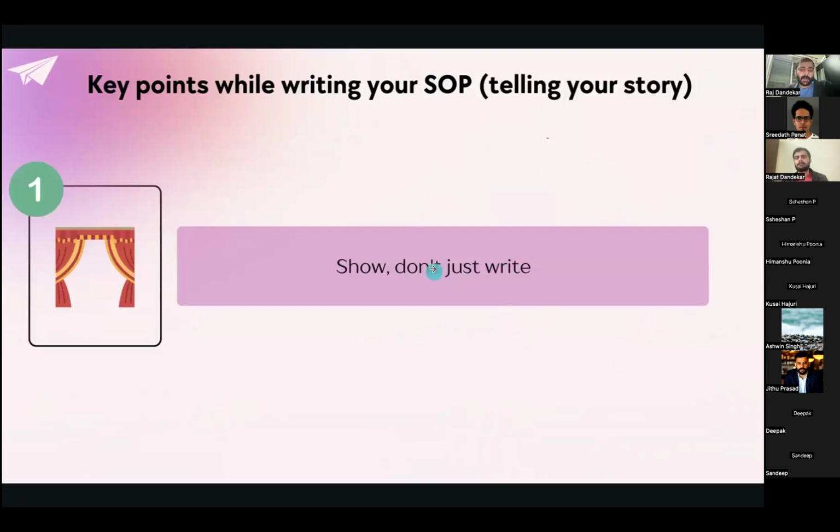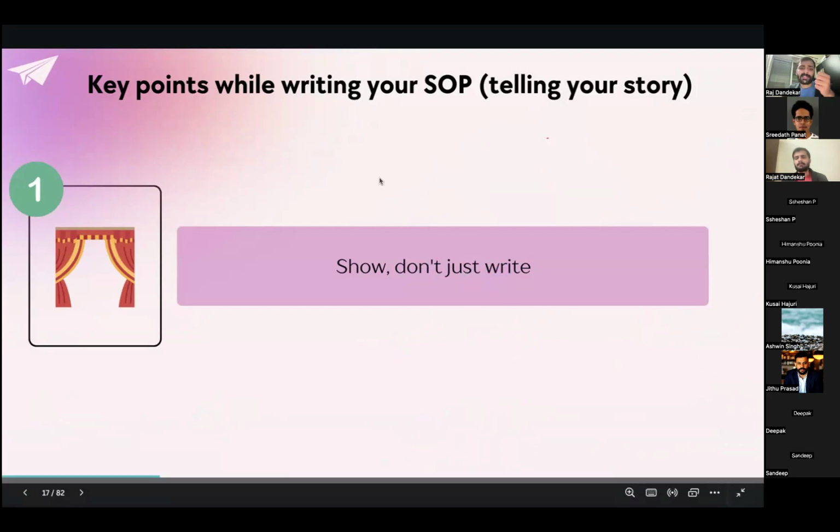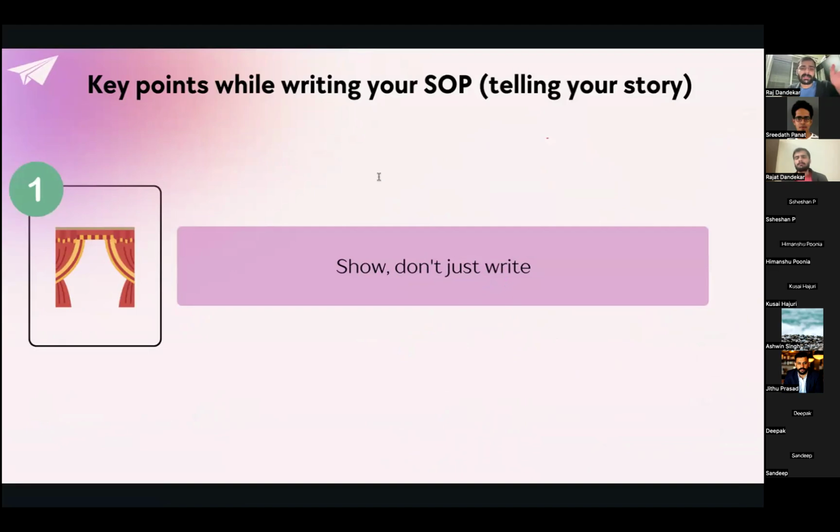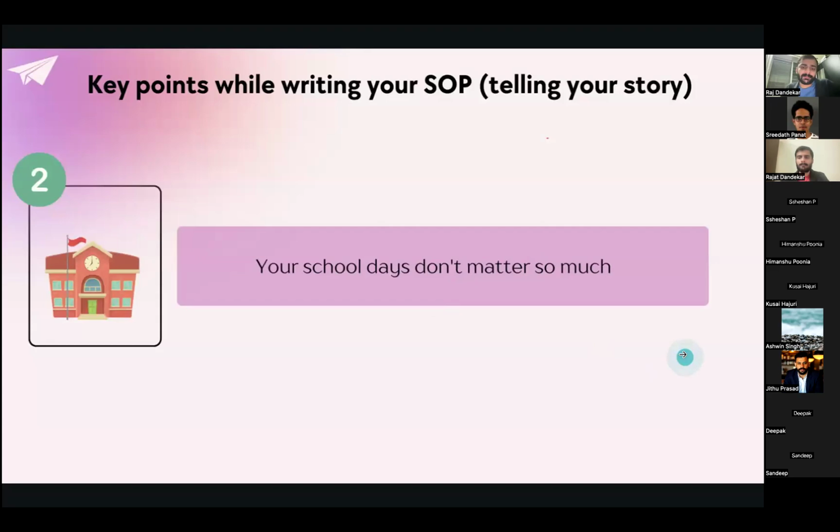Then there are some key points, right? Don't just write, always have demonstrations to prove what you have written. So don't just say that I have great experience in this area. Prove it. Prove it by saying that these are the projects which I have worked on. Here are the results. Here is the impact of this project. Or if you have publications, then that's awesome.